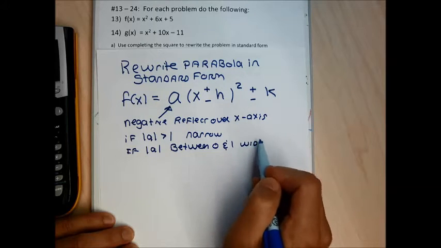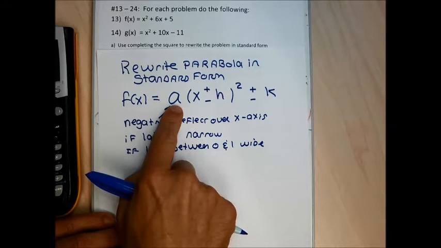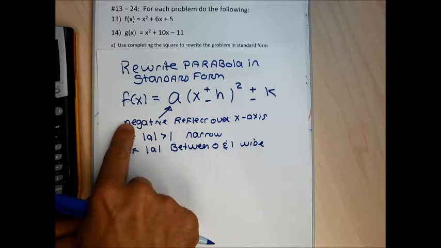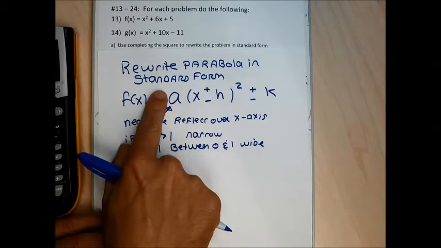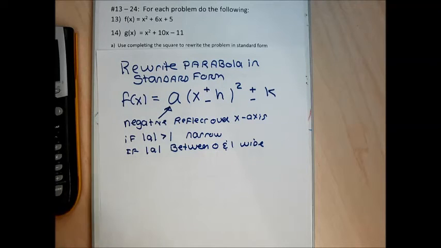So the number in front of the parentheses tells me if the graph is narrow or wide, and if it gets flipped over or not. If it's negative, the graph gets flipped over. We say it gets reflected over the x-axis. And if I ignore any signs, if the number is bigger than 1, the graph gets narrow. If it's between 0 and 1, it gets wide.